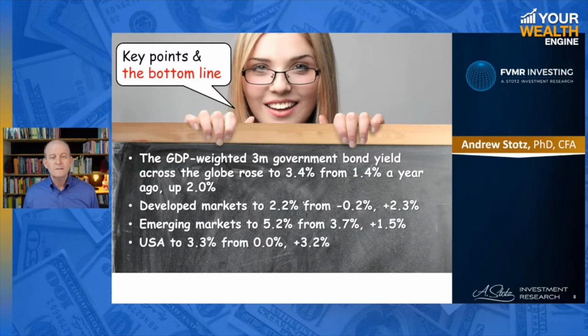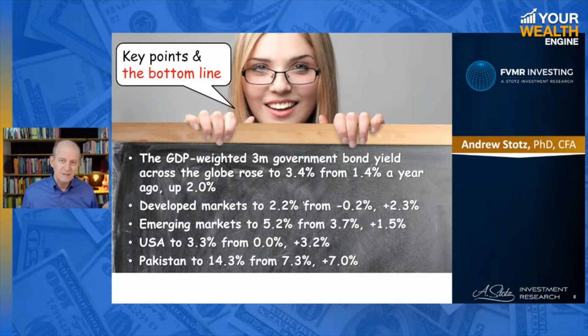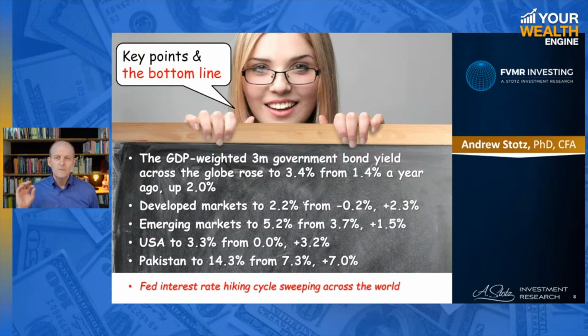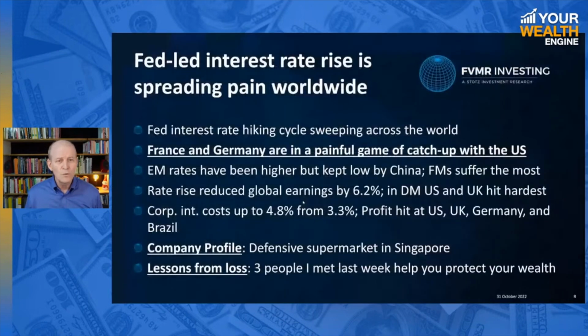And the US has gone to 3.3 from 0, which is up about 3.3. And Pakistan, as an example I used, has a government bond yield now at 14.3 from 7.3, or up 7%. So what's the bottom line? The Fed interest rate hiking cycle is sweeping across the world.